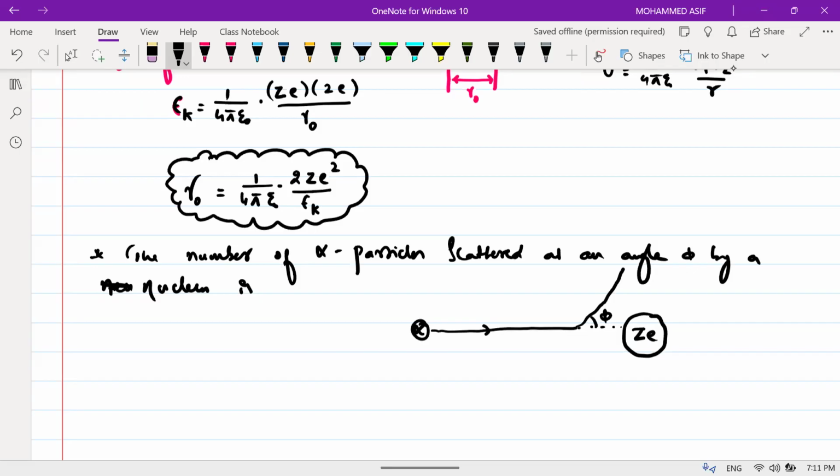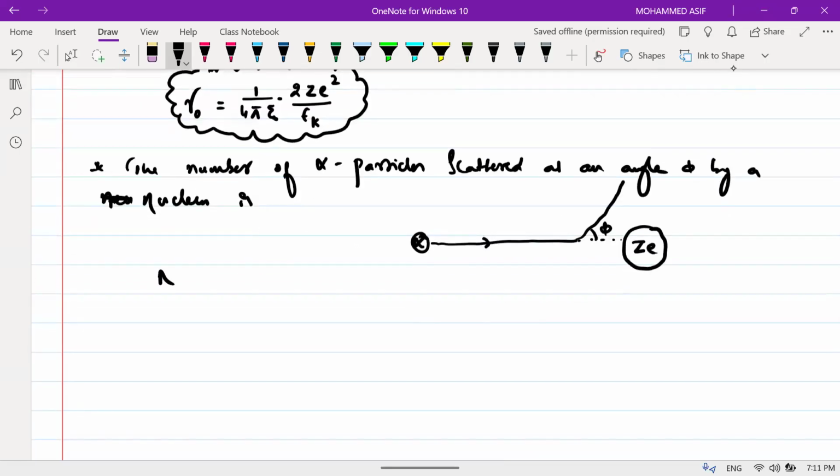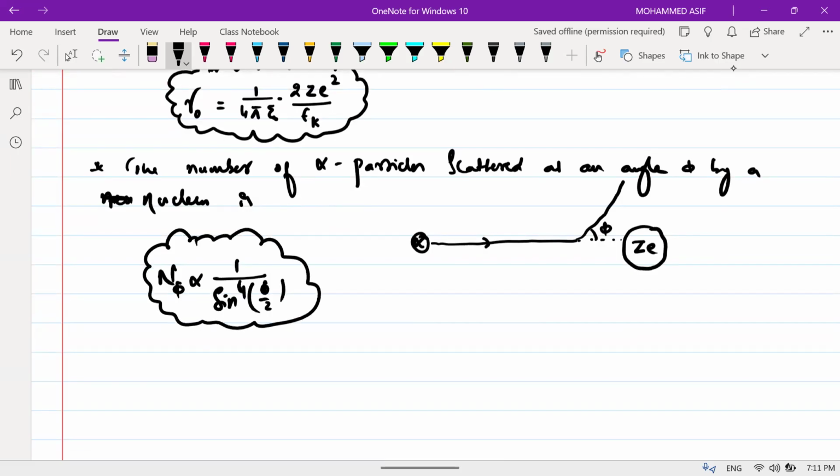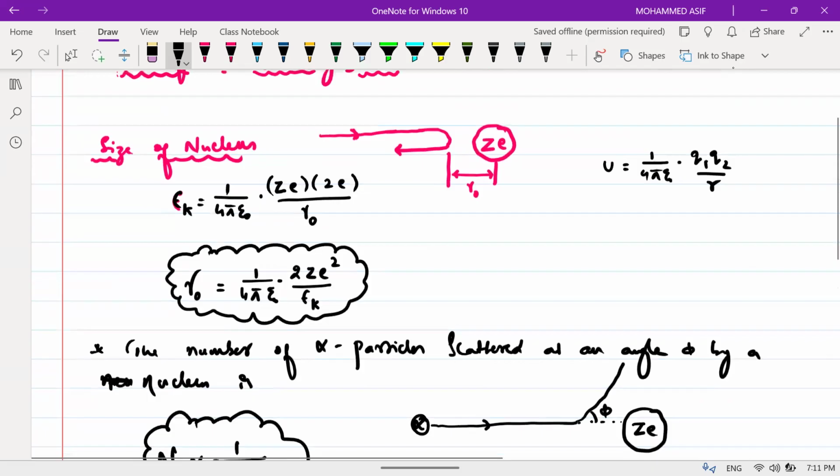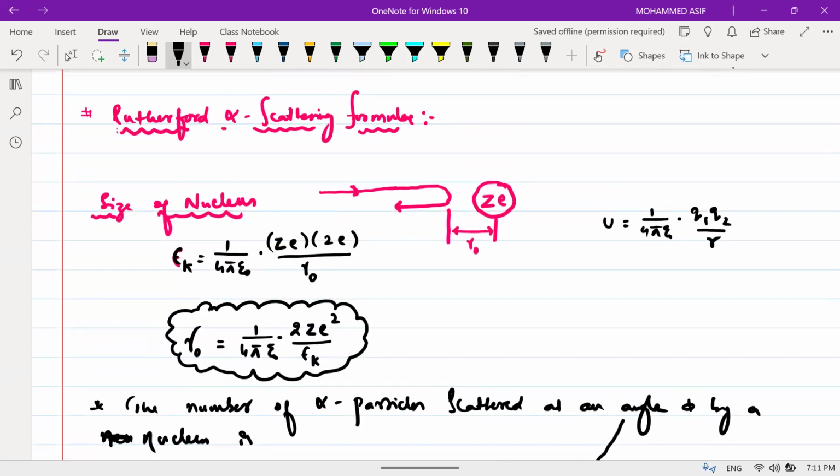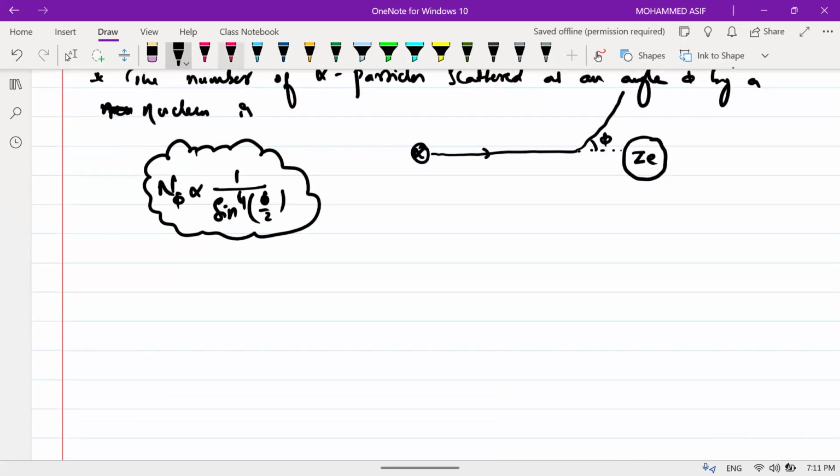So the number of alpha particles deviated is given experimentally by the formula: N(phi) is directly proportional to 1 and inversely proportional to sine to the power of 4 of phi by 2. This is the formula you need to remember. The number of alpha particles scattered is inversely proportional to sine to the power 4 phi by 2. Clear? These are the two important formulas on the size of the nucleus that you need to remember from Rutherford's alpha scattering. The next very important topic is Bohr's postulates.